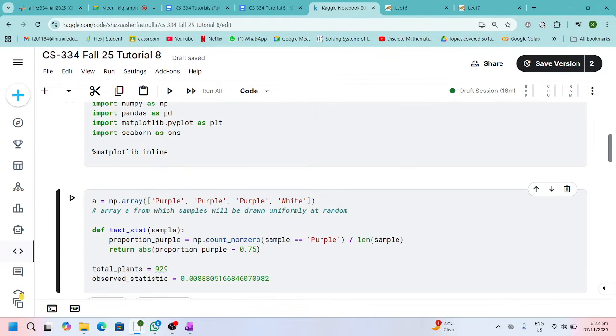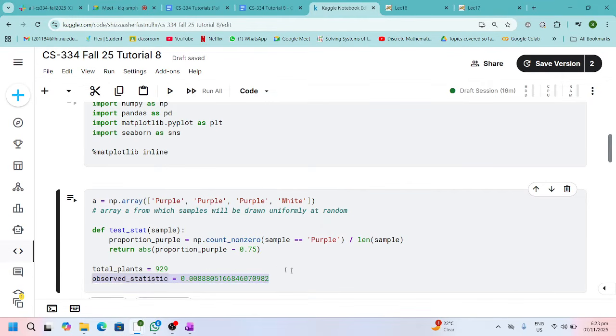It's like if I had a die, I would roll it 929 times, and then I would record the number of times I obtain a certain number. So, इसमें you have this many plants, you record the number of plants जिन के flowers were purple. Then you compute the test statistic for that sample. इस तरह के 929 plants के आप random samples 1000 times लेते हैं in order to generate a distribution.